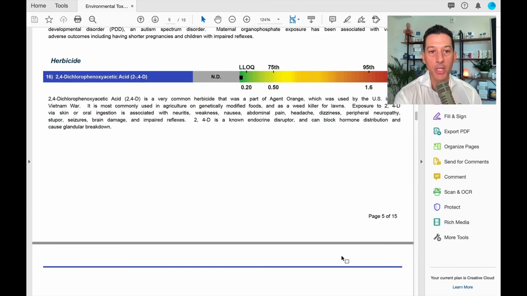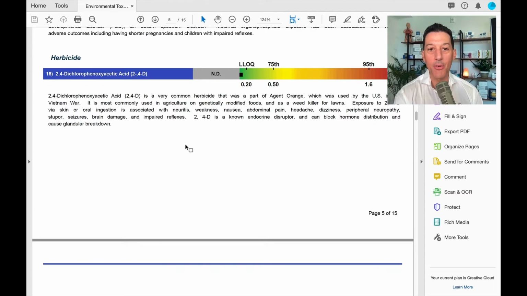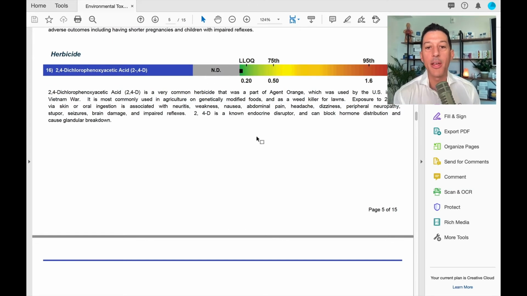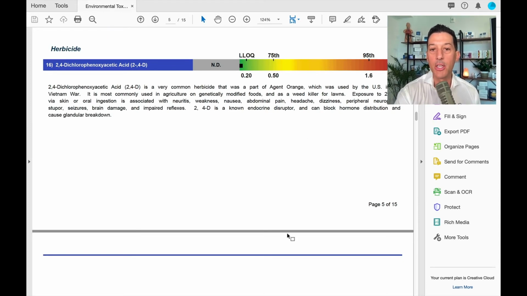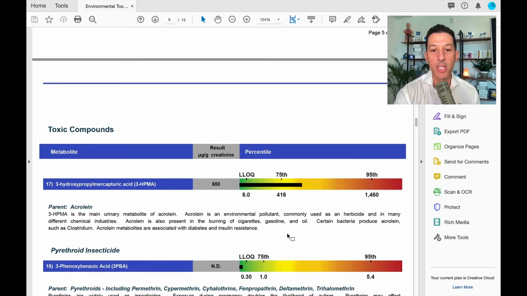Herbicides, luckily for this person, there's many different types of herbicides. This one is called the dichlorophenoxyl acetate or acetic acid. Easy for me to say, right? And it was a common herbicide that was actually part of Agent Orange, which, by the way, has now been outlawed, but some of it still exists in the environment, which is, I know, completely crazy, but again, known carcinogen as well. Luckily, this person is low on that.